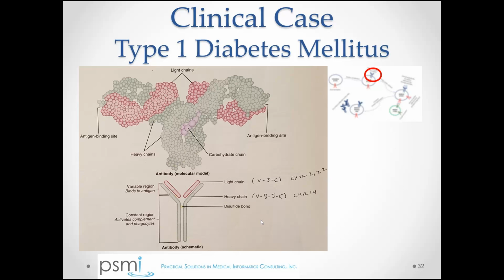Now, we have multiple V genes, multiple D genes, and multiple J genes, and each individual B cell selects one of the V genes, one of the D genes, and one of the J genes, and that's what gives that particular antibody or immunoglobulin receptor its specific characteristics. So this is the antibody.